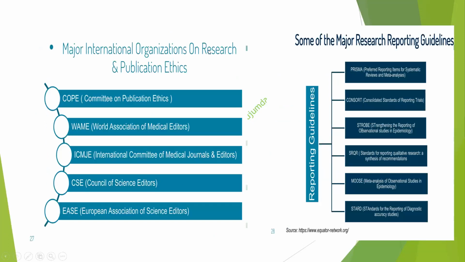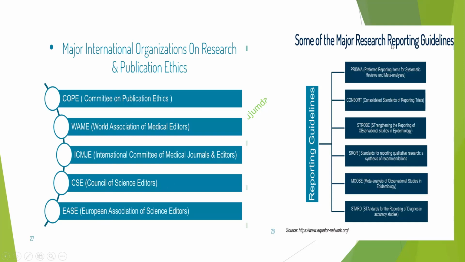Now there are major international organizations which work on research and publication ethics. One is COPE, that is Committee on Publication Ethics. Another is WAME, that is World Association of Medical Editors. These are committees made by international editors. All international editors, good journal editors, are there in these committees. Then ICMJE, that is International Committee of Medical Journal Editors. This is also very important, and these are the best ones who give the correct publication ethics, or who decide the publication ethics, you can say. Then CSE, Council of Science Editors, then EASE, that is European Association of Science Editors.